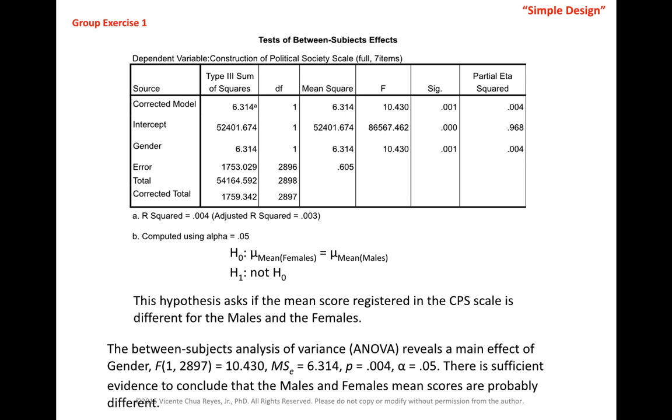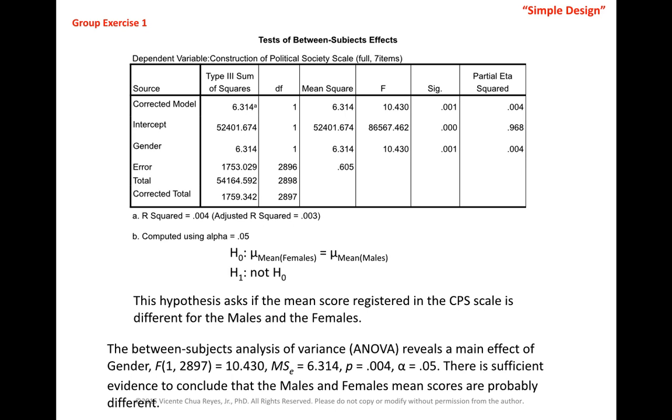That's what we refer to in quantitative research as hypothesis testing. So when we do the test, we see that there's a main effect of gender, right? So we see that the degrees of freedom, which is 1, as represented in the table above, and then 2897 refers to the number of respondents, the capital N, and then we have 10.430. This is the F value in the corrected model. You can see it on top. The mean square error is 6.314. You can also see it on the top right there. And the significance value is 0.004. And the alpha is 0.05.